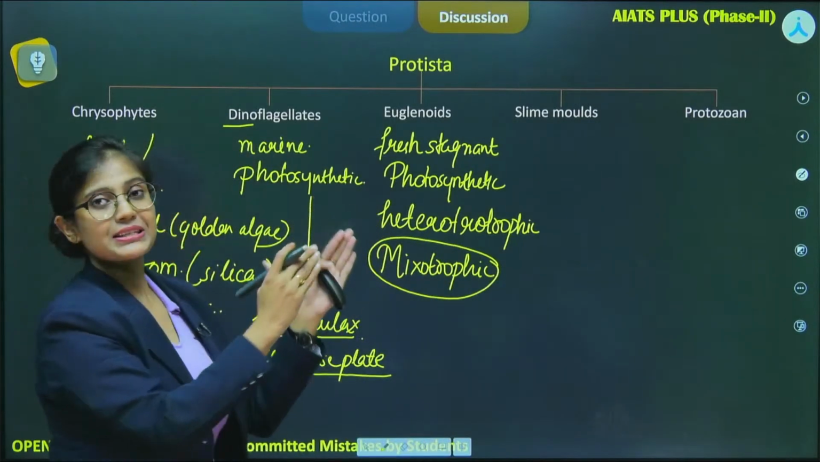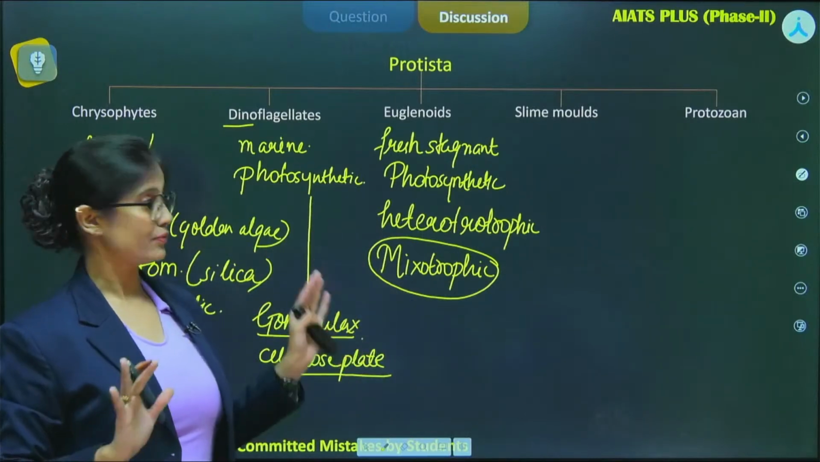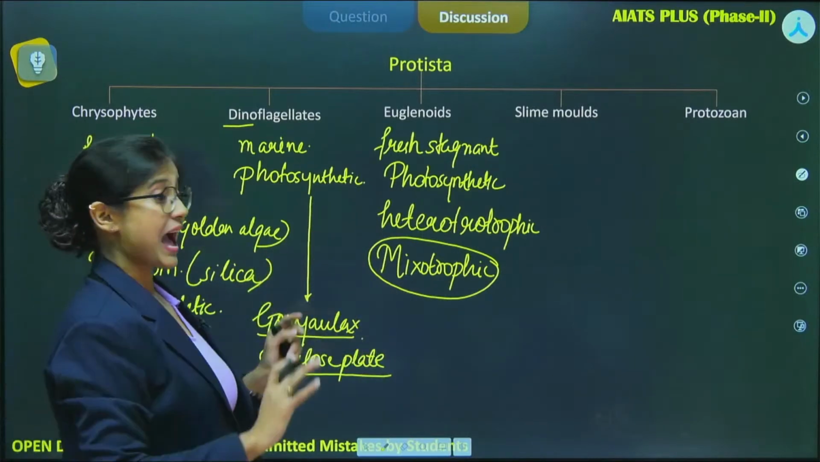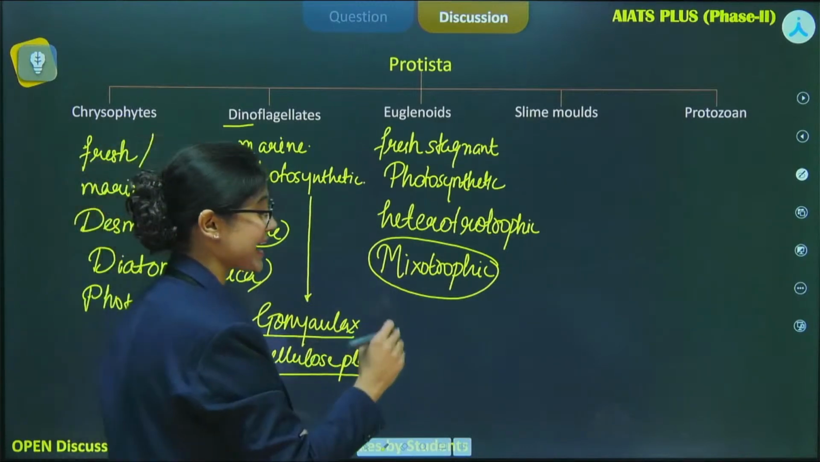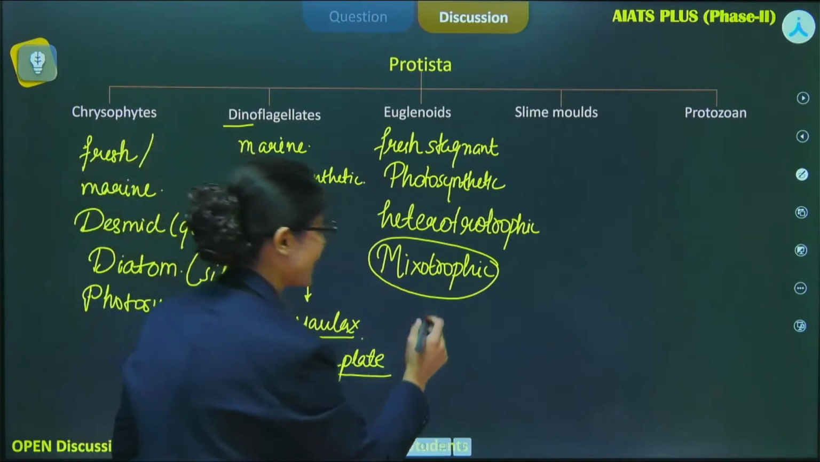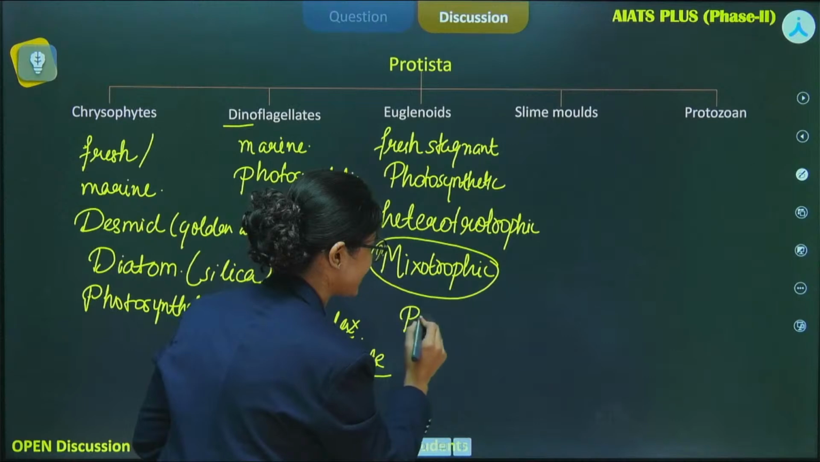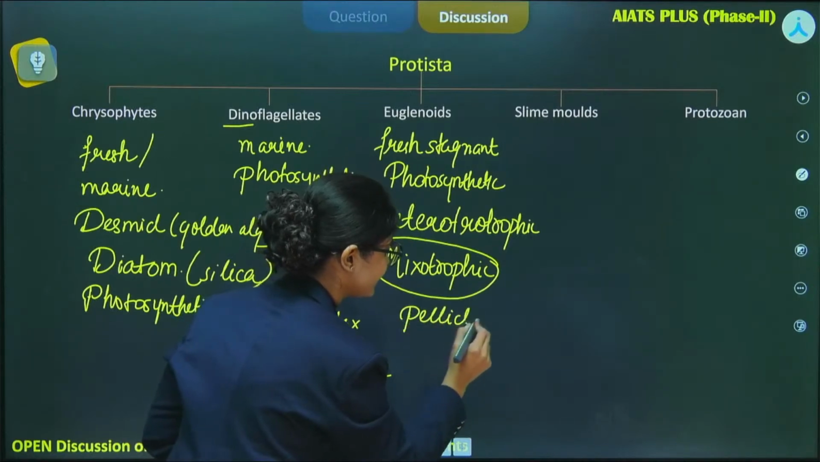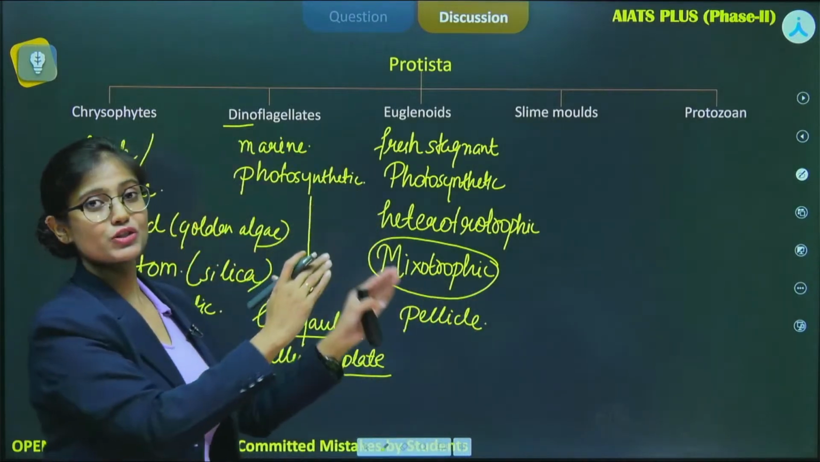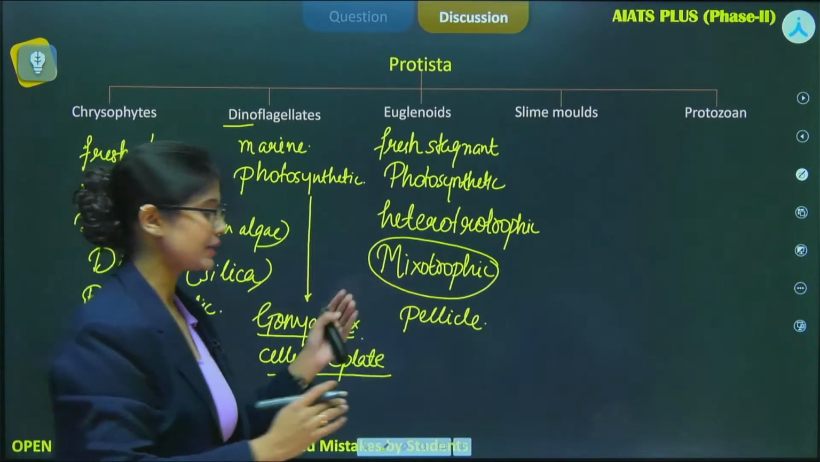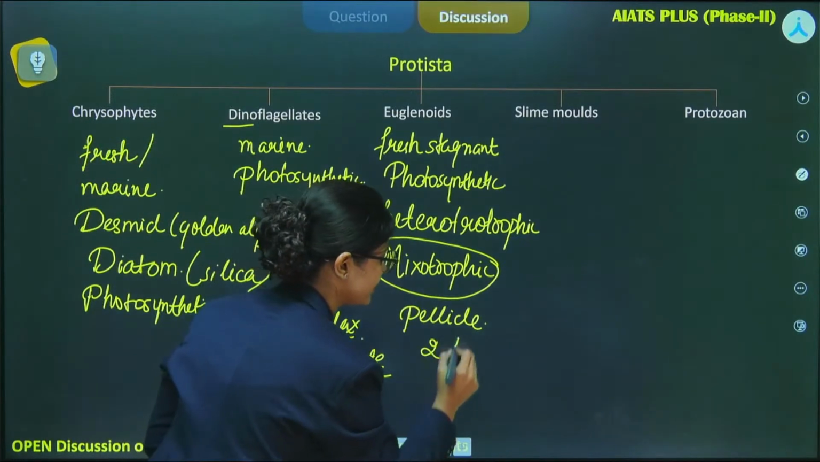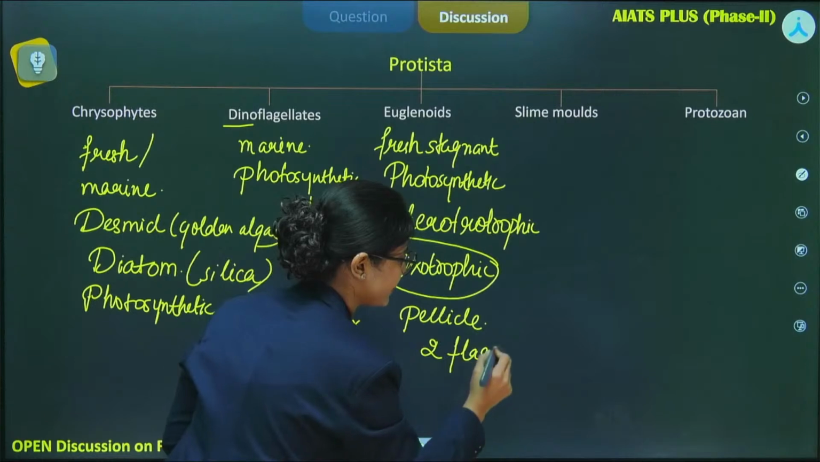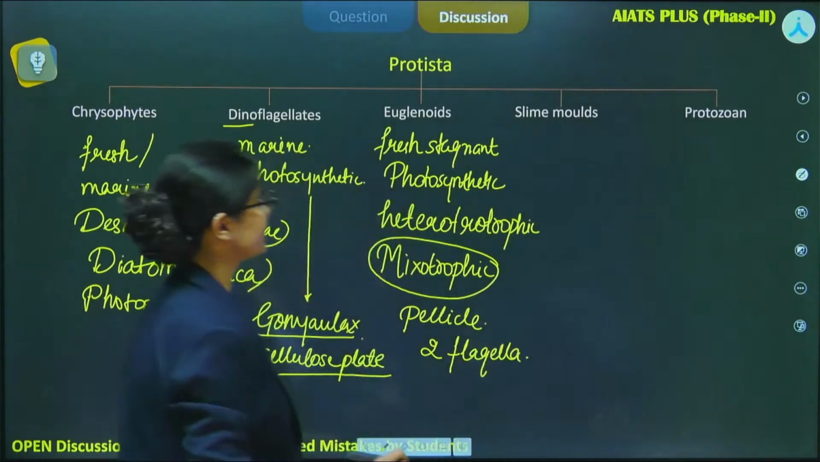If we talk about the cell wall, it is devoid of a cell wall, first of all, right? And instead of a cell wall, it has a very flexible pellicle layer, a proteinaceous pellicle layer. And it has two flagella, one very long and another short. They are not equal in length.